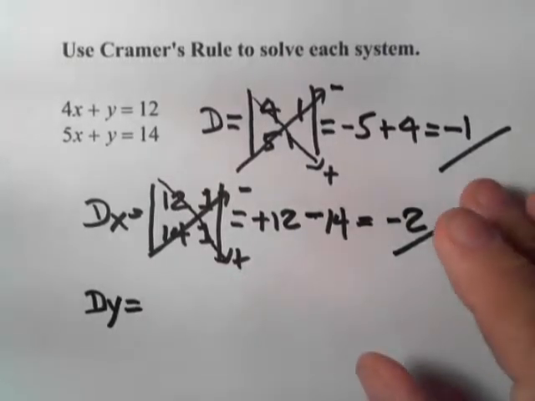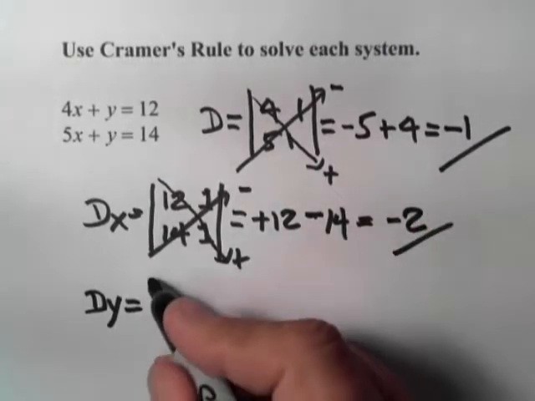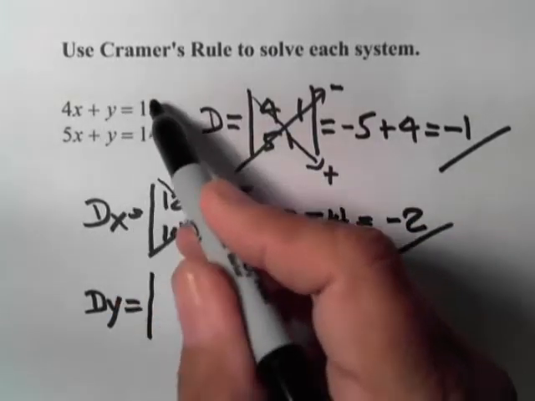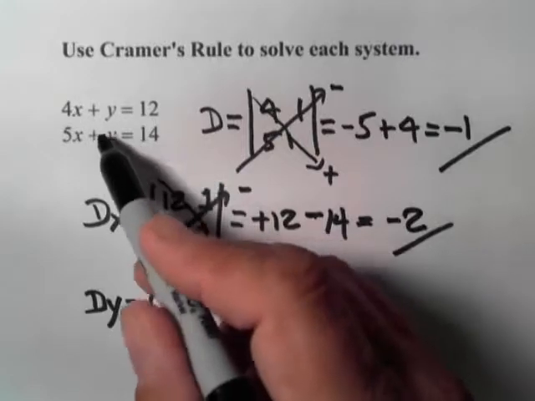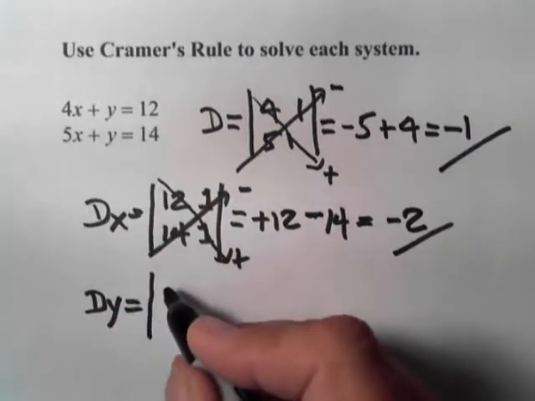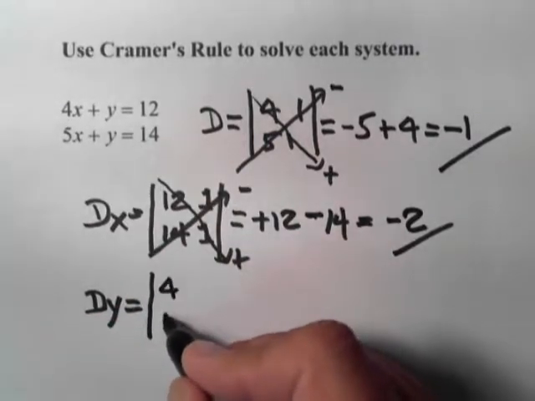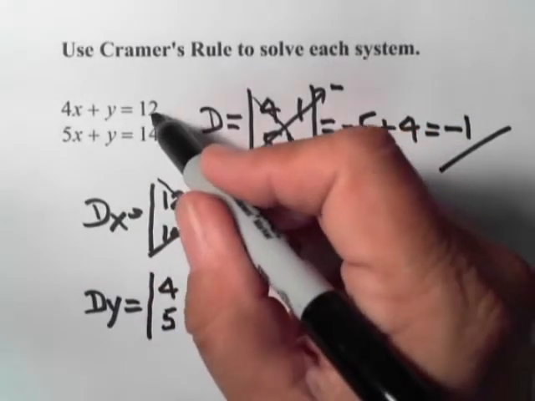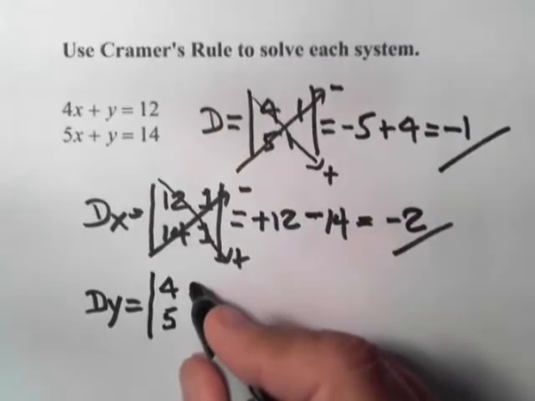Okay. Now, likewise, find the D sub y. Well, you probably figured out already what we're going to do is replace the y coefficients with the numbers on the right here. So the 4 and 5 for the x's remain. The y's, however, instead of writing 1 and 1, we're going to write 12 and 14.